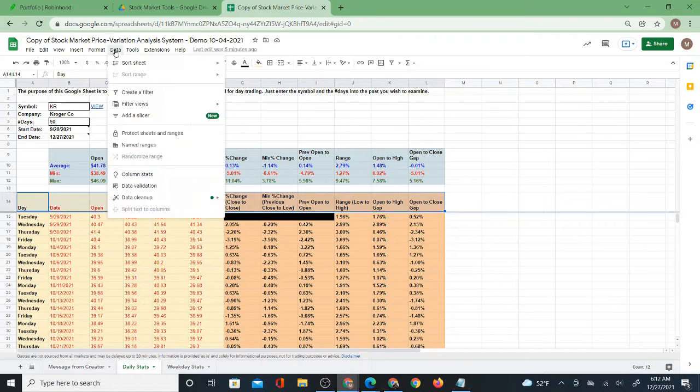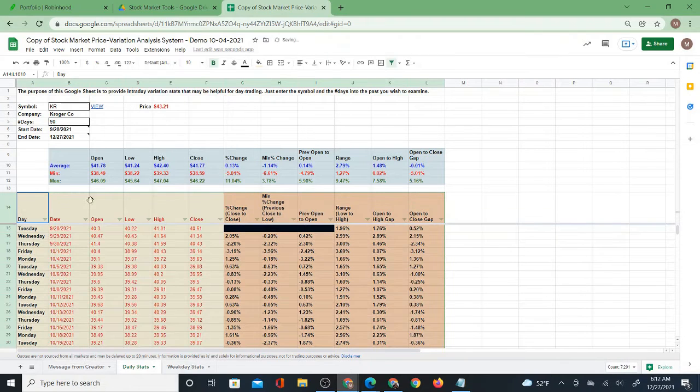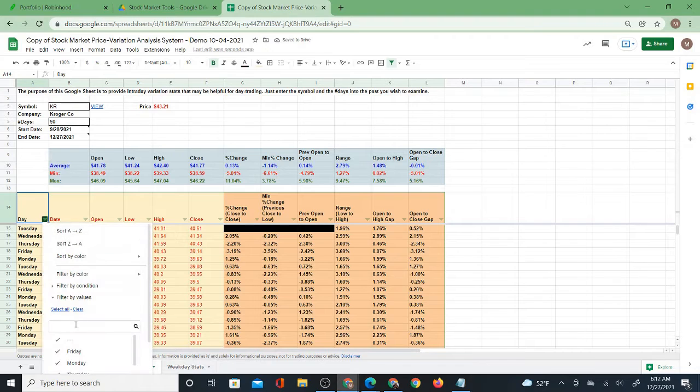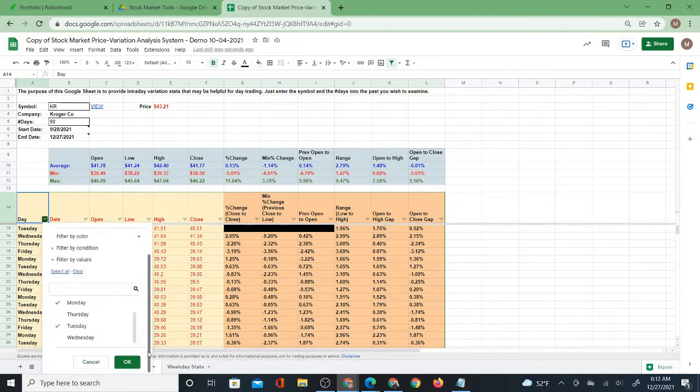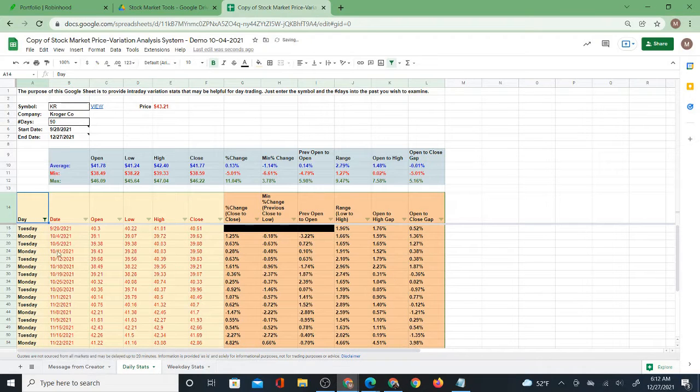So what I'm going to do here is apply a data filter. First, I'm going to select only Monday and Tuesday, because those are the only 2 I'm looking at. And you're going to see, looking at the open prices, and these are the actual open prices, Monday, October 4th, Tuesday, October 5th. I see that slight increase in price.